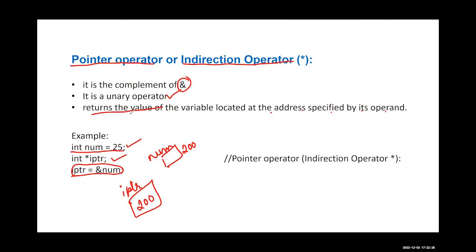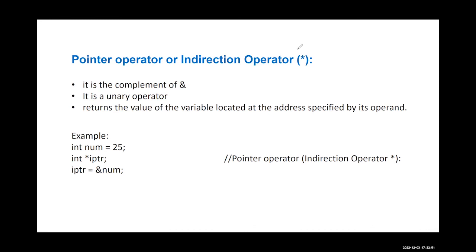So what it's saying is, it returns the value of the variable located at the address. Okay, so it is going to return the value at the address specified by the operand. So this is the operand. When I say star pointer, this is the operand. So what is this storing? It is storing the address of another variable. So this is the meaning of the pointer operator, or indirection operator.